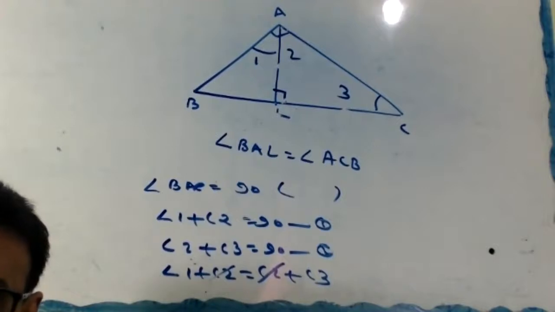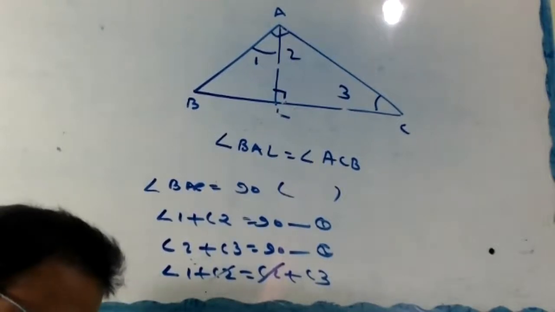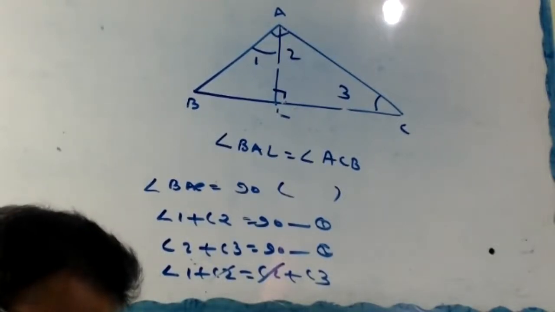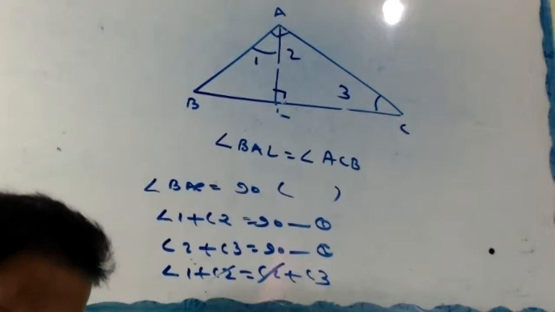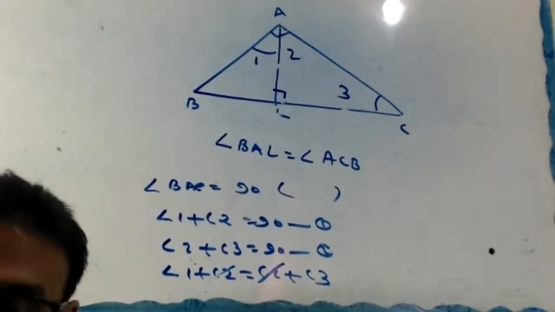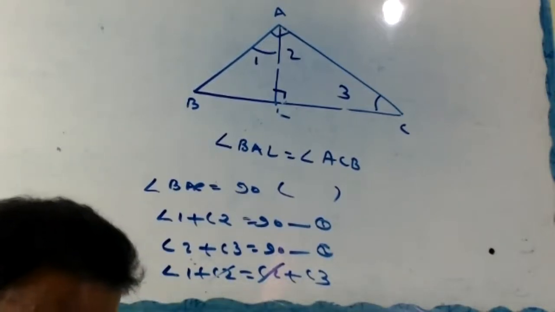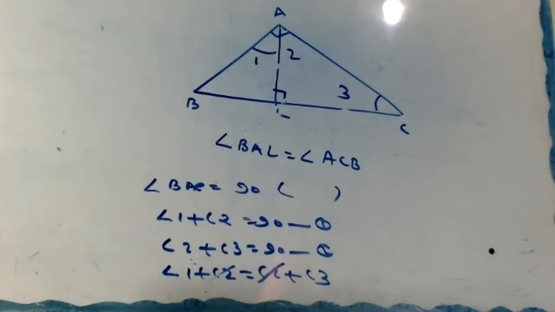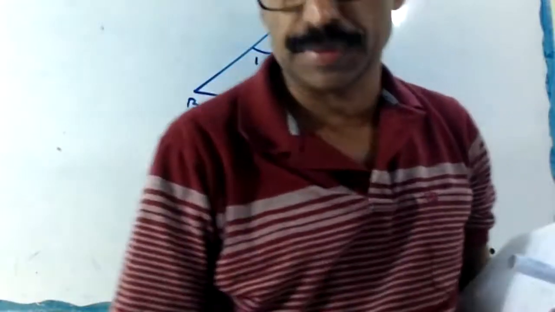Okay, so next question. In figure, TQ and TR are bisectors of angle Q and R respectively.